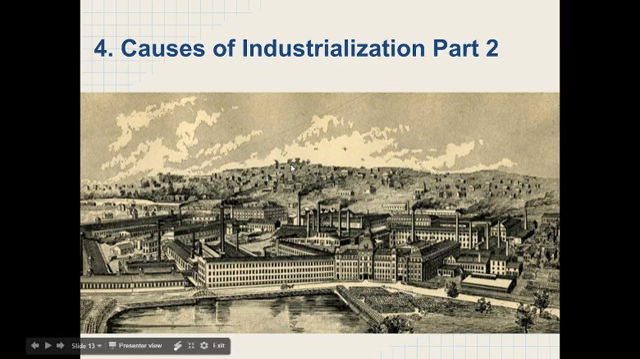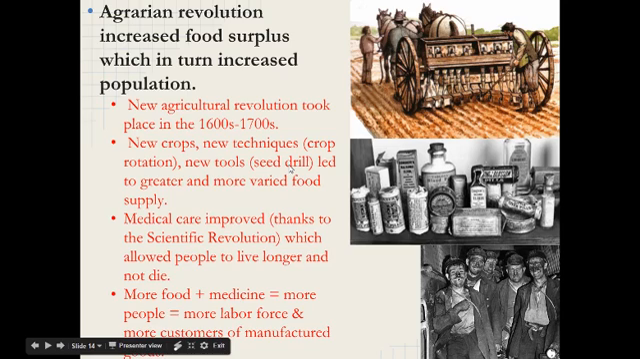All right, other causes for industrialization. So how is it so many people are able to move from the farmlands to the cities, right? You would imagine that you need a lot of people producing food crops for this to happen, and that's exactly what occurred.